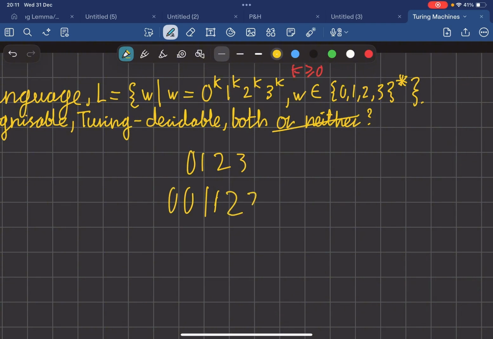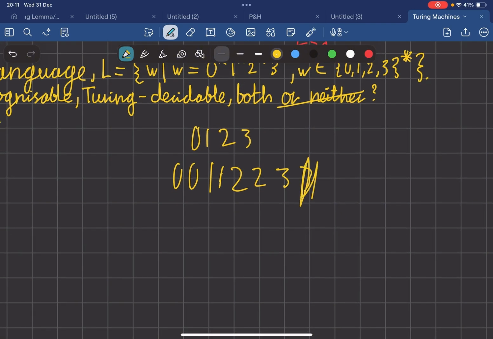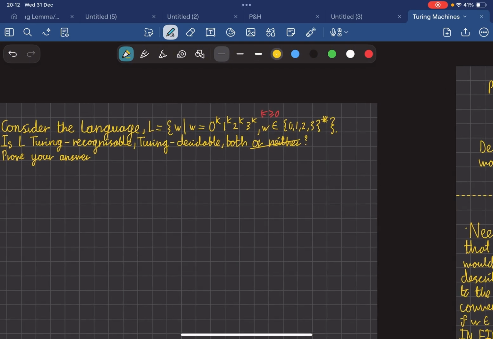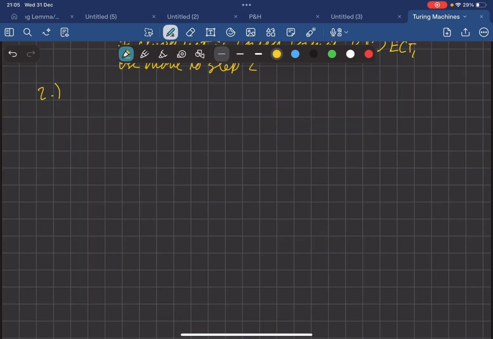This would also be in the language. Well, then this wouldn't, because there's a 1 before 0, which isn't allowed. And this wouldn't also, because there's more threes than other characters. So one way we could do this is like this.